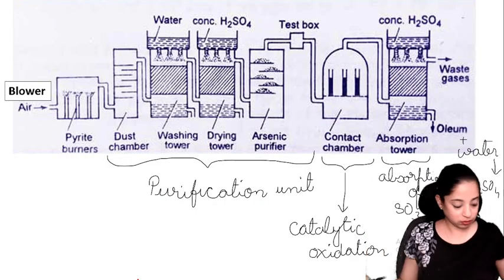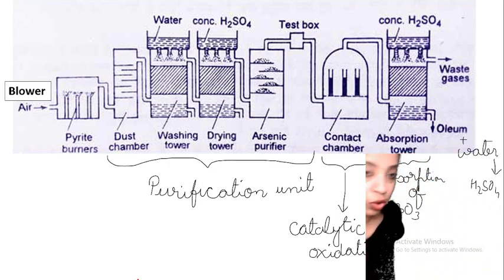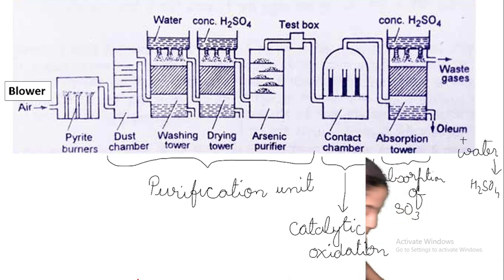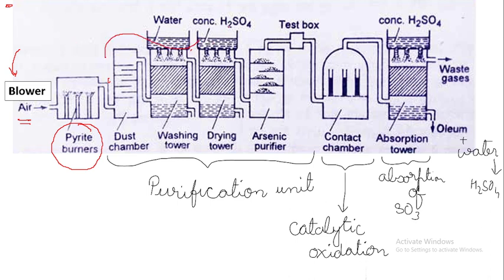Okay, so if you see here, I will just move a bit and show you this thing. Can you see now properly? Okay, so I will just quickly revise. From the blower, you can see the air coming in. Now here in the pyrite burner, what happens? Iron pyrite or sulfur burns and forms SO2. Now from here to the test box, this is the purification unit. Earlier in the dust chamber, steam is blown. With the help of steam, everything is cleaned. SO2 is cleaned. Then in the washing tower, water is sprayed from the top. So again the impurities are cleaned.